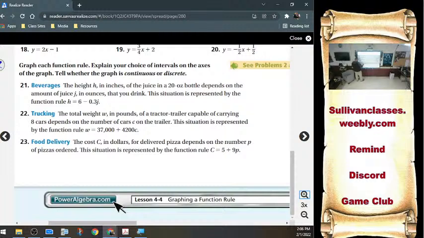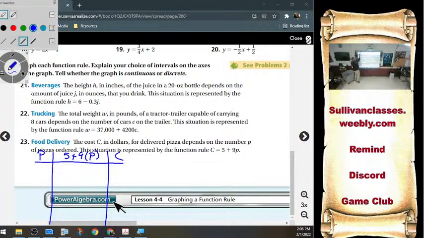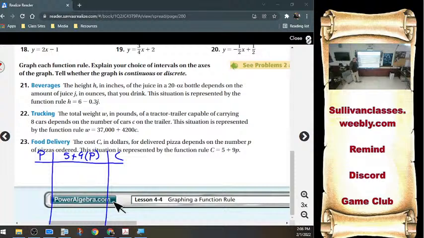If the cost is 5 plus 9 times p, then I make a table. It says, this is how many pizzas I'm going to order. 5 plus 9p is how much it will cost. Well, how many pizzas are you able to order? Can I order -2 pizzas? No. If you really wanted to be facetious, you could order 0 pizzas and just pay $5 for them to come to your house and laugh at them. Right?